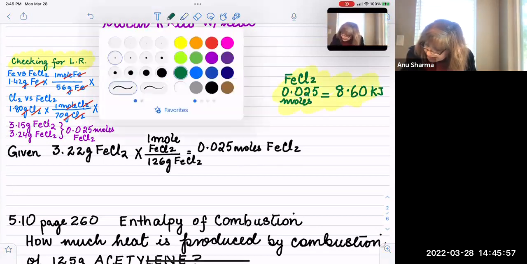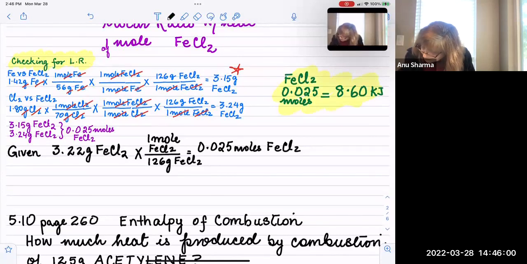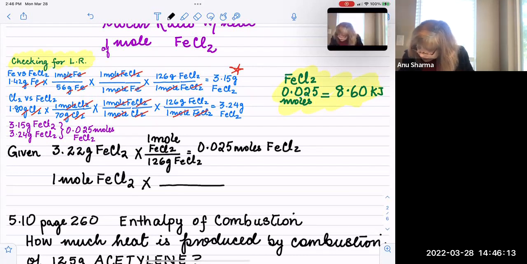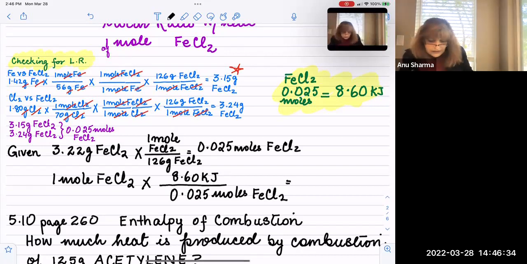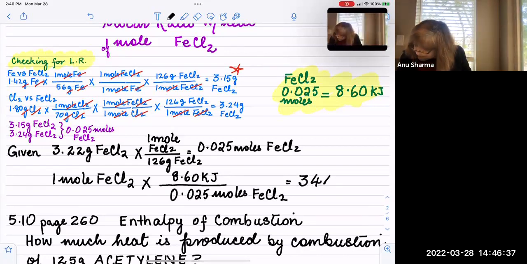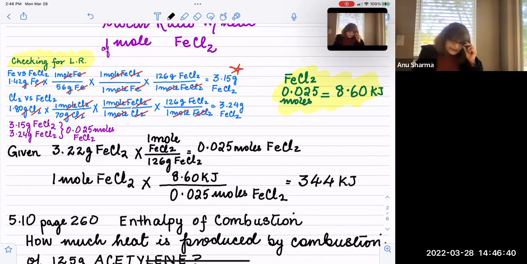The question is asking, for 1 mole of FeCl2, how much heat is produced? So you're going to take the equality: 8.60 kilojoules of heat is produced when 0.025 moles of FeCl2 are formed. So this gives you a total heat of 344 kilojoules.